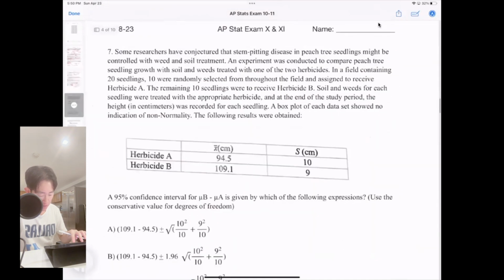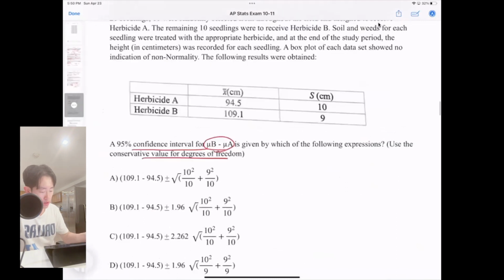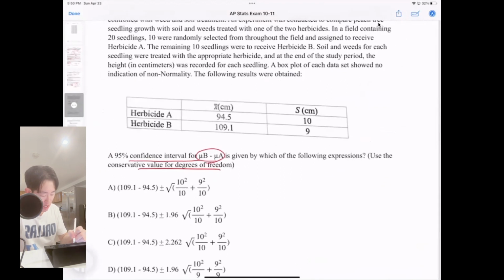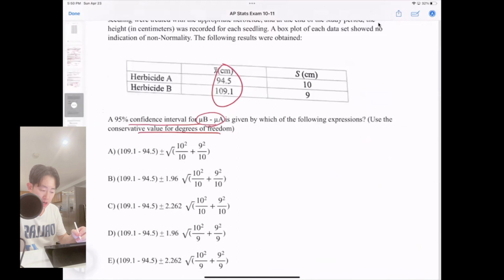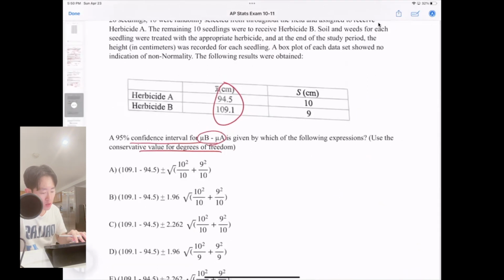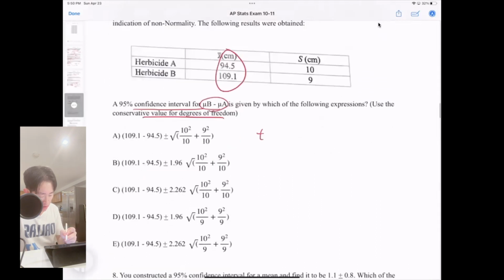All right, number 7. A 95% confidence interval for mu of B minus mu of A is given. Use the conservative value for the degrees of freedom. So what we have is B minus A, which means 109.1 minus 94.5. And then always remember that this is going to be a T value test. This one doesn't even have the T value in the front, so we're going to eliminate them.